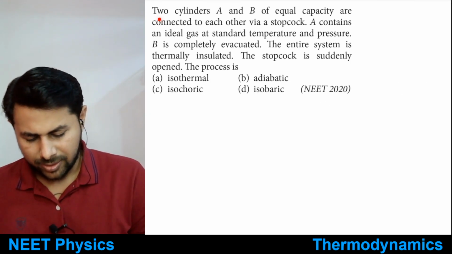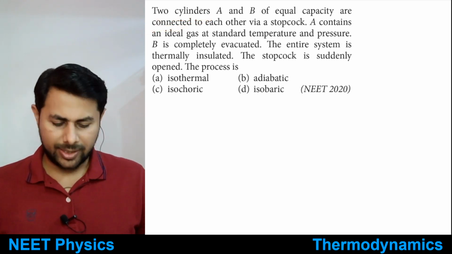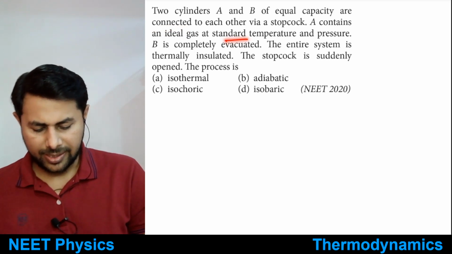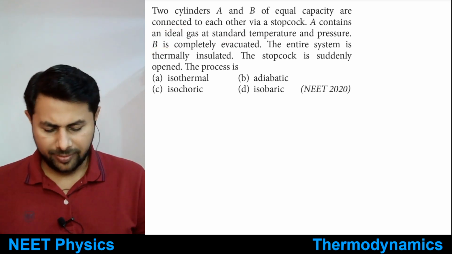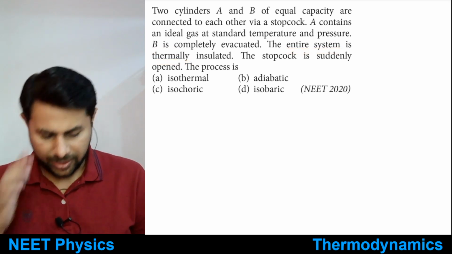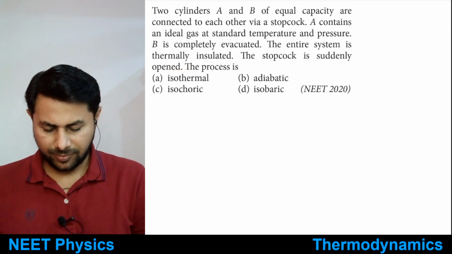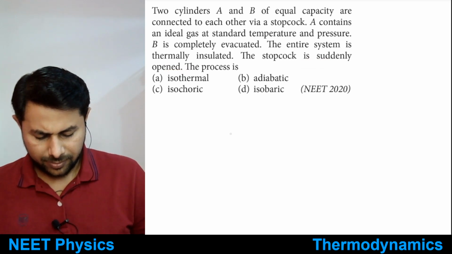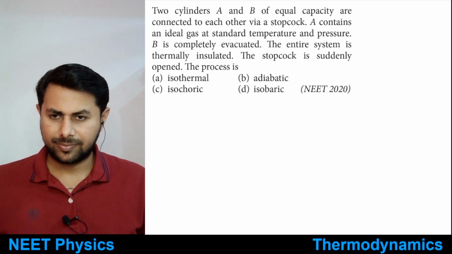Let's see this one. Two cylinders A and B of equal capacity are connected to each other via a stopcock. A contains ideal gas at standard temperature and pressure. B is completely evacuated. The entire system is thermally insulated. The stopcock is suddenly opened. The process is? Option B, adiabatic.